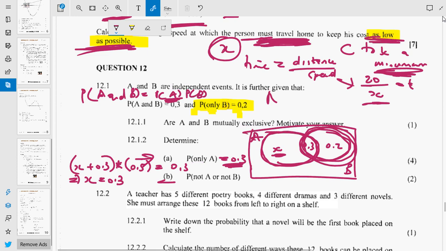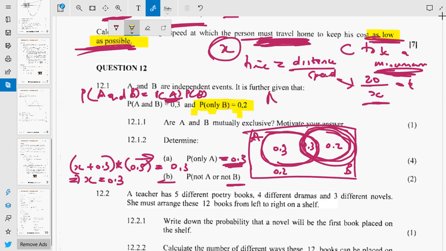The next part is asking for the probability of not A or not B. Again, this is a little bit tricky. You have to use your Venn diagram. Already I've got that this is 0.3, because probabilities add up to 1. That means outside I have 0.2.